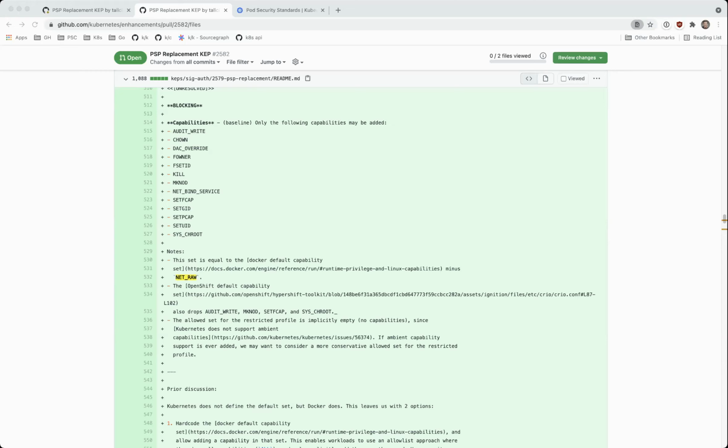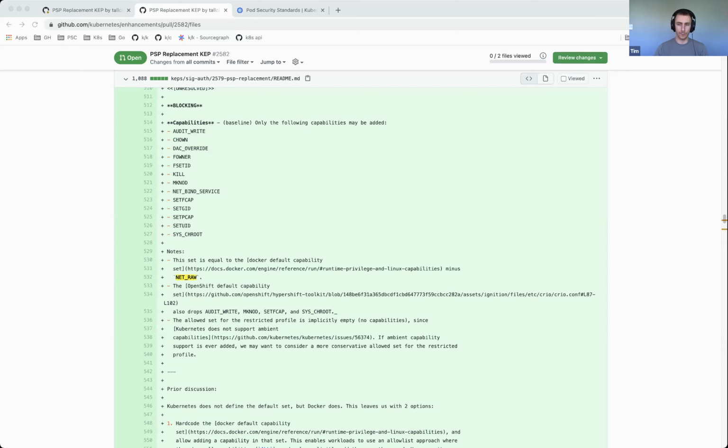And I think one more thing I just missed mentioning earlier, Tim: the net bind service is technically not needed. There is a sysctl now that I think all the runtimes are enabling. So what do you think of dropping that by default, but keeping it available to be added if someone really wants to?